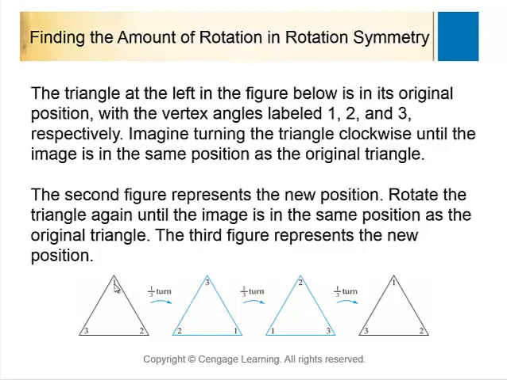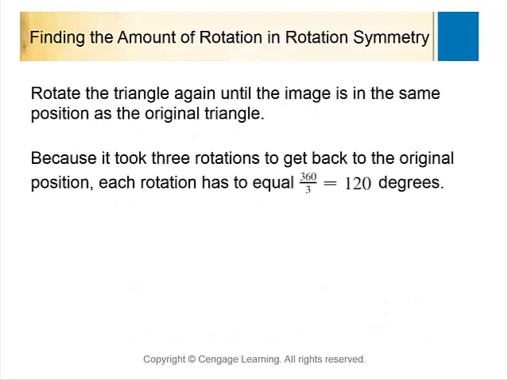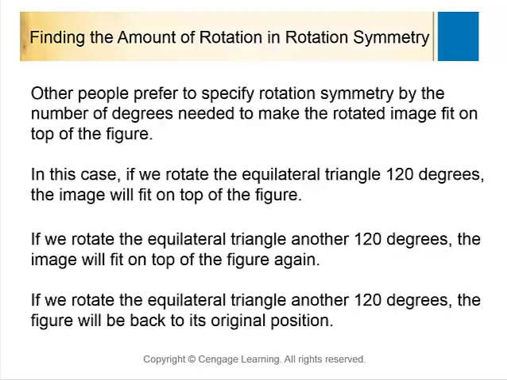If I label the corners and I turn it a third of a turn, then I have the one down here. Turn it a third again, and if I turn it one more time, I have my original figure back. Each time as I draw it, it is its same shape sitting on top of itself. So we would say that this figure, because it takes 3 rotations to get back to its original, has 120 degree rotation symmetry. And here we see that each time that we rotate this figure, it does fit on top of itself again.